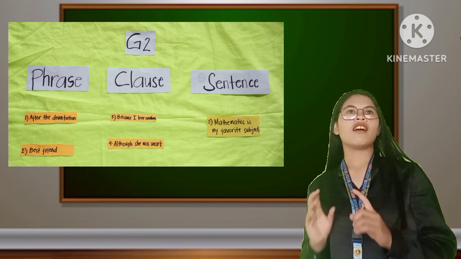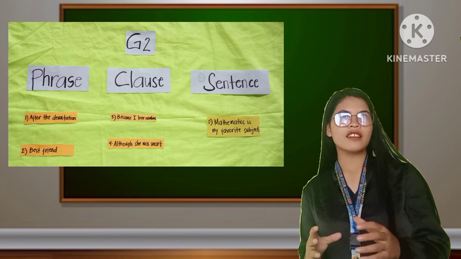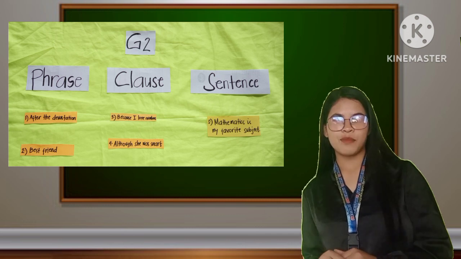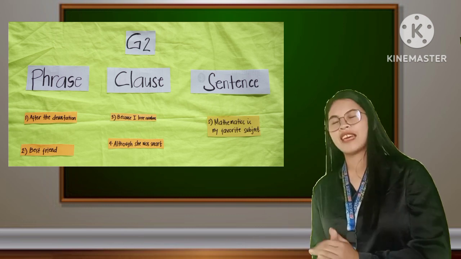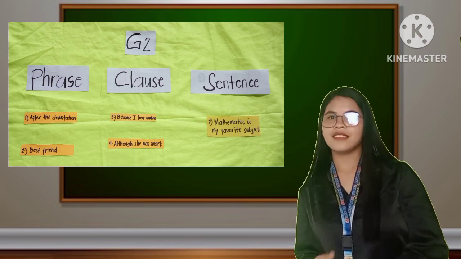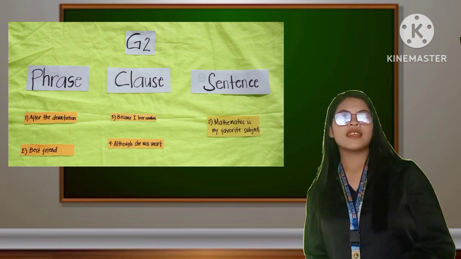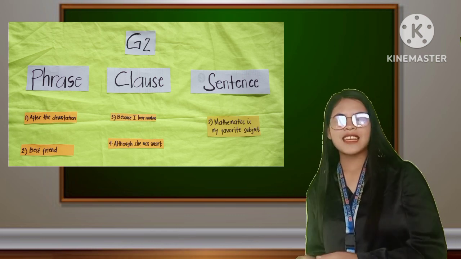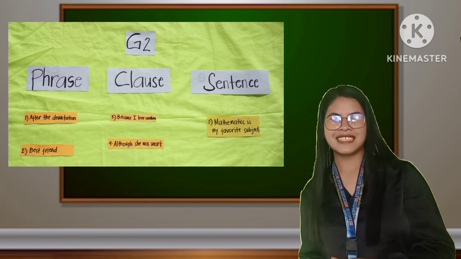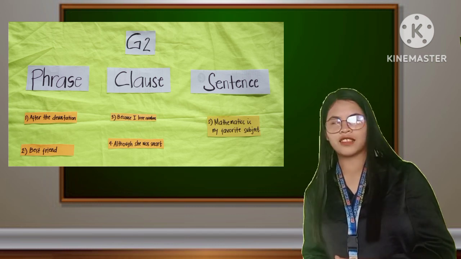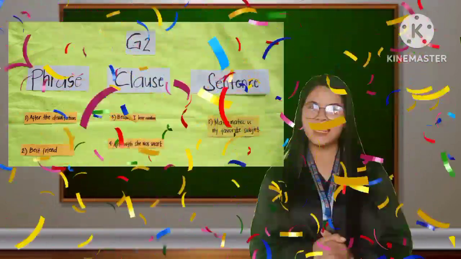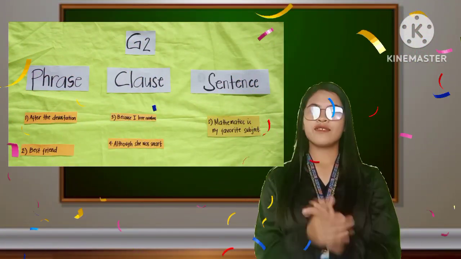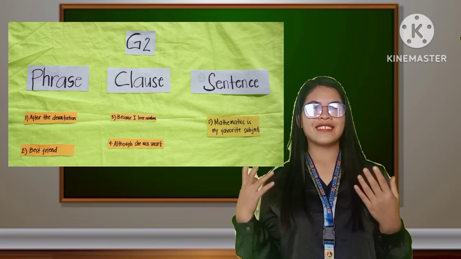The third one is "because I love numbers," and it's a clause. It's also correct. The fourth one is "although she was smart," and you put it under clause, so it's correct. Now you've got 4 points. Let's check the last one. The last one is "mathematics is my favorite subject," and you placed it under sentence, so it's also correct because it has a complete thought. Very good, group 2. You also got 5 points. Let's also give them 5 claps. Very good, guys.